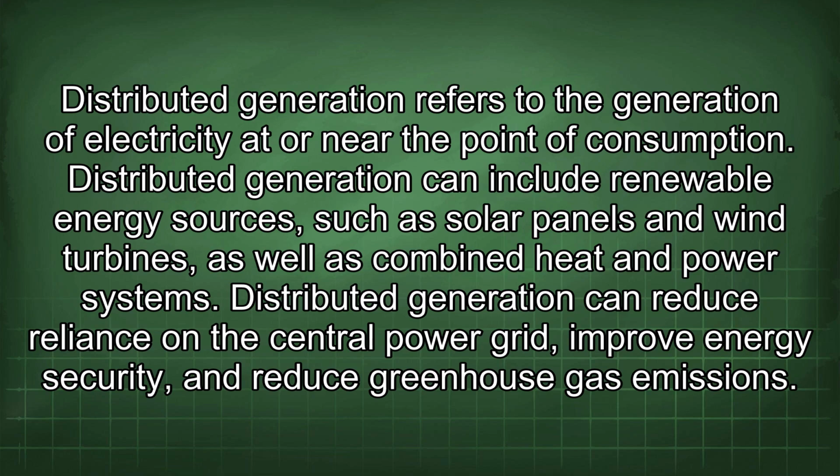Distributed generation refers to the generation of electricity at or near the point of consumption. Distributed generation can include renewable energy sources such as solar panels and wind turbines, as well as combined heat and power systems. Distributed generation can reduce reliance on the central power grid, improve energy security, and reduce greenhouse gas emissions.